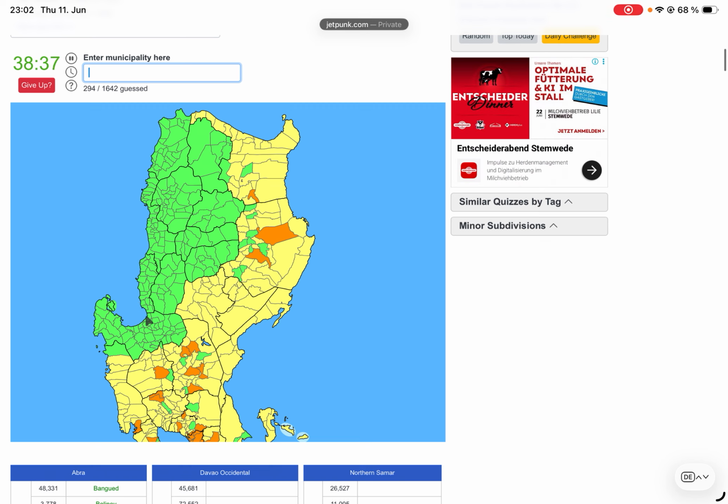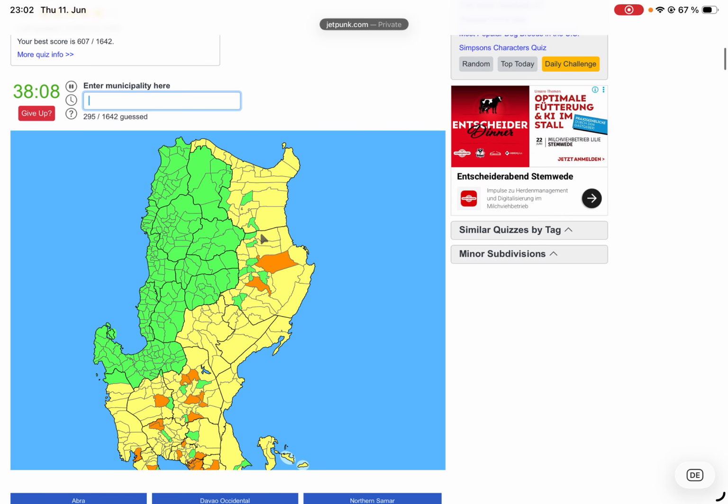All right, so we have the first two regions completed, the region of Cordillera and the region of Ilocos. And I'd say we just continue with this big region right here, which is called the Cagayan Valley, after the river of Cagayan, which I think is the longest river of the Philippines, and it basically just flows right through this region. And the capital of the region is Tuguegarao. It's located right here in the province of Cagayan.